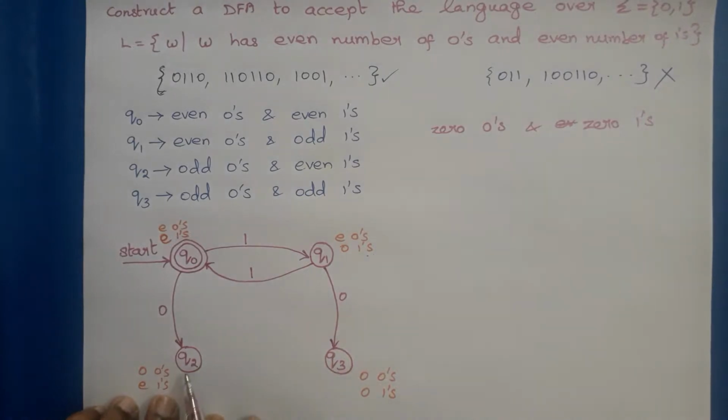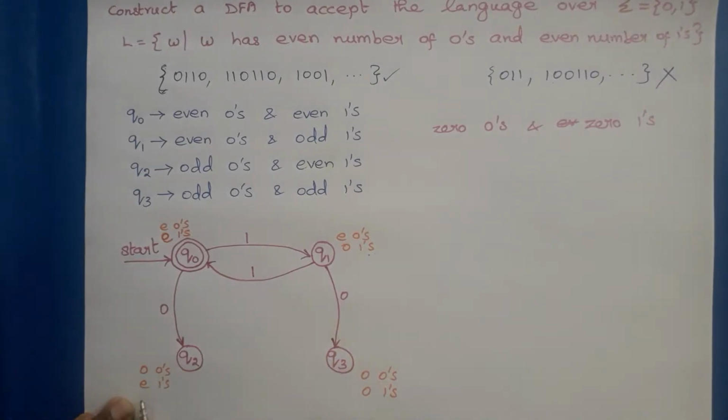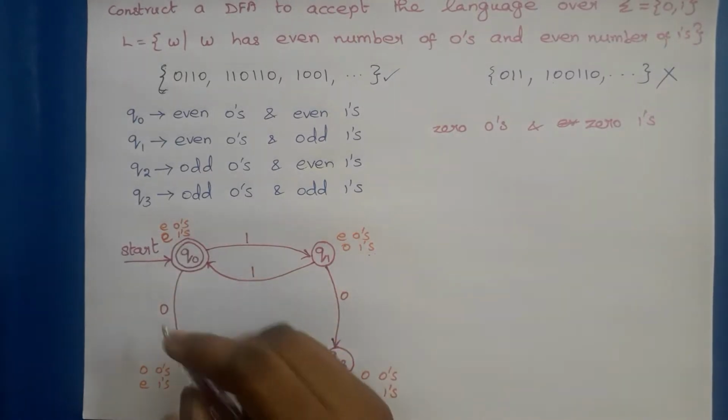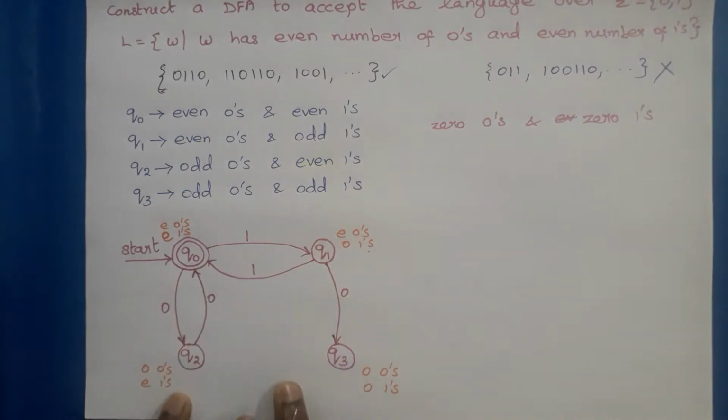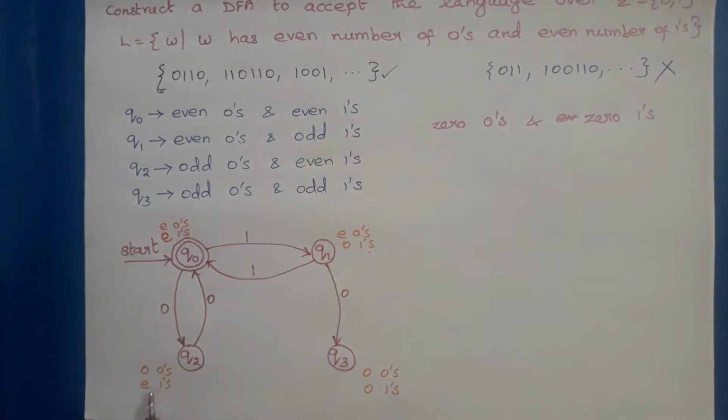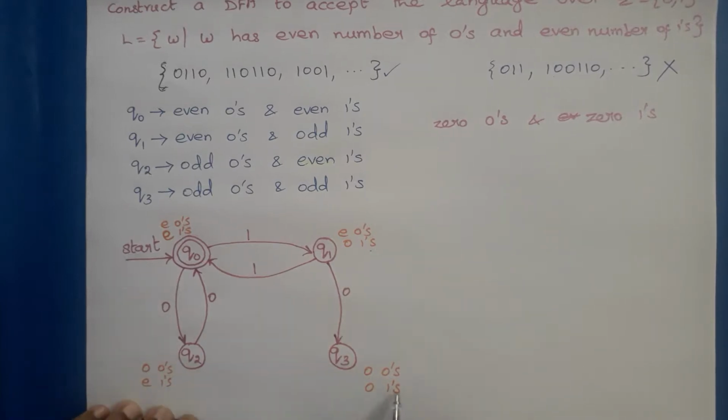Now consider Q2. Q2 case is odd 0s and even 1s. Now consider 0 is the input symbol. So it becomes even 0s and even 1s. Even 0s and even 1s means Q0. So from Q2 to Q0, there is a transition on 0. Then if we add 1 here, it will become odd 0s and odd 1s. So it should go to Q3 for the input 1.